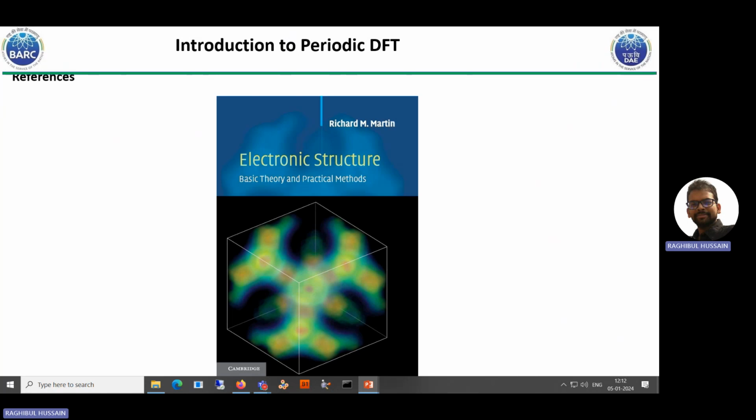You have not used the projector augmented wave potential. Only ultrasoft. That's good, fine. So basically, people generally use this ultrasoft potential. Earlier people used to do that, but nowadays all people use only the projector augmented wave. Okay. So fine. So this is one of the best books.